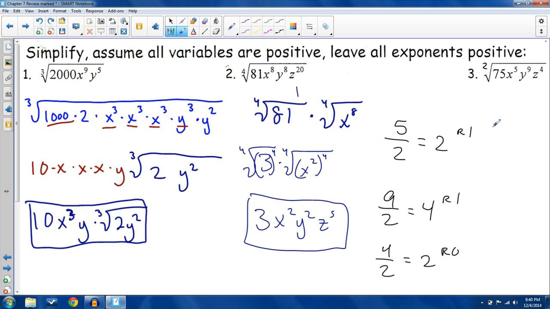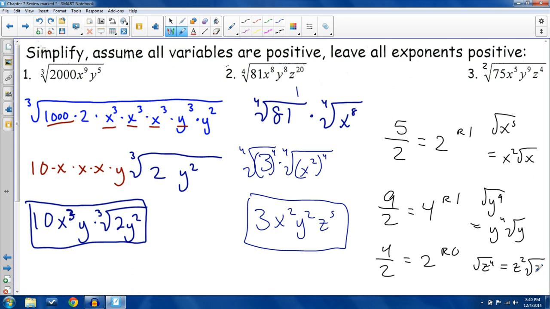When I take the square root of x to the fifth, okay, I'm going to go ahead and tell you the answer to that one right now. That is x squared root x. When I take the square root of y to the ninth, that is y to the fourth root y. And when I take the square root of z to the fourth, that is z squared. There is no root z inside there. But if I had to put one, this is root z to the 0 power. Just like this is y to the first power, and this is x to the first power.